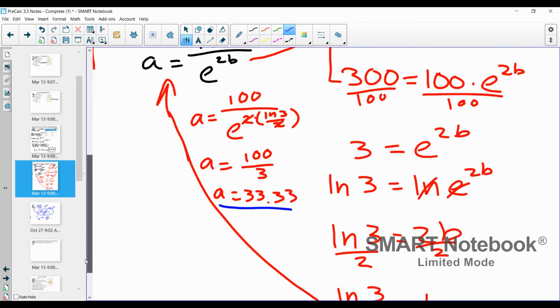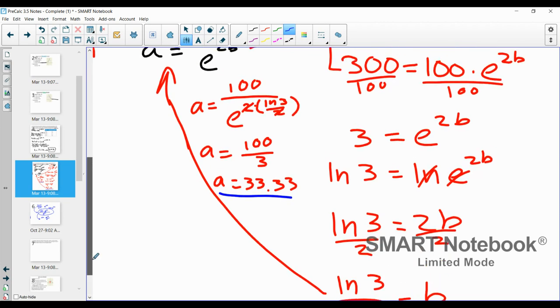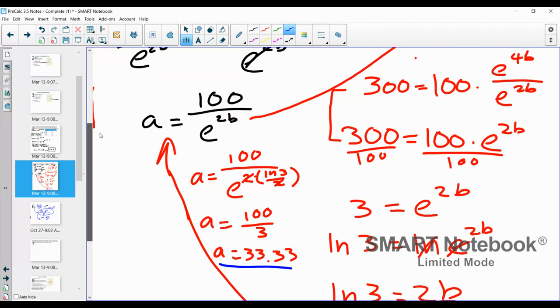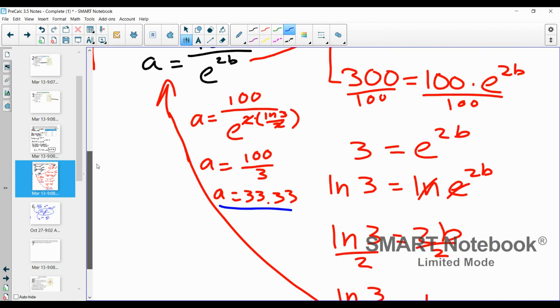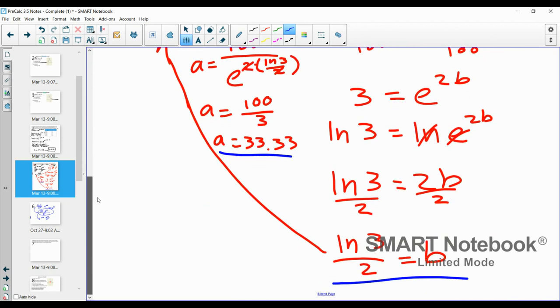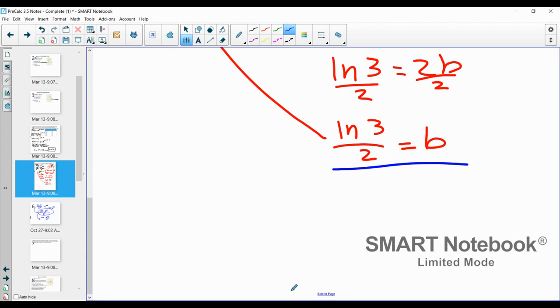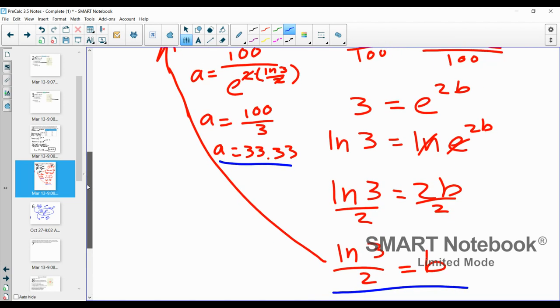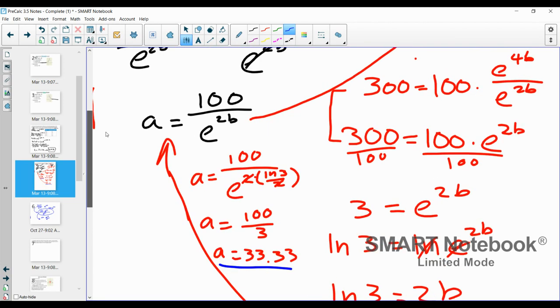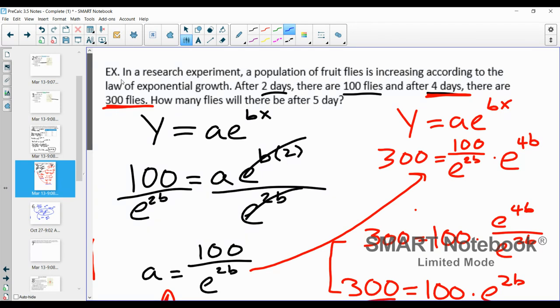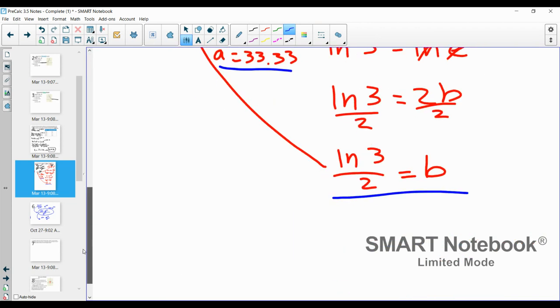Otherwise, I'm trying to see if there is another area where that could have happened. We had e here, and that went away. So I'll finish the problem here, and then I'll wait and answer more questions about specific parts. Underlined in blue, I have my a and my b. I need to set up one final exponential function and solve for how many flies there will be after 5 days.